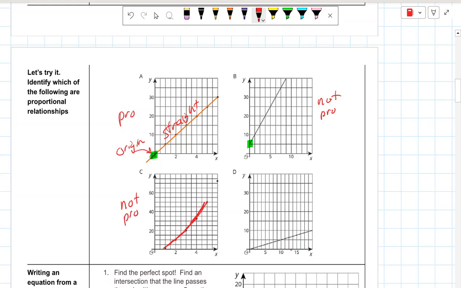And our last one, it looks to be straight. Use a straight edge to look at it very closely. And it is straight, and it does go through the origin, so this is another proportional relationship. Because it goes through the origin, and it is exactly straight, or linear.